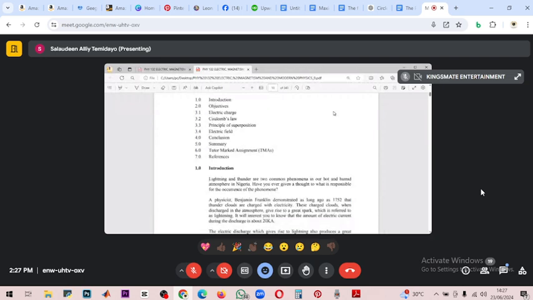So they said lightning and thunder are two common phenomena in our hot and humid atmosphere in Nigeria. I'm purposely doing it this way because I want us to be noting the words. You have to fill blanks, fill gaps. To be able to fill those gaps, you'll be like, oh, I've had the word that was inside this place before. After going through it this way and reading it by yourself, you'll be familiar with the words.